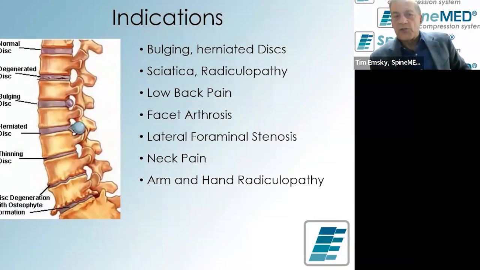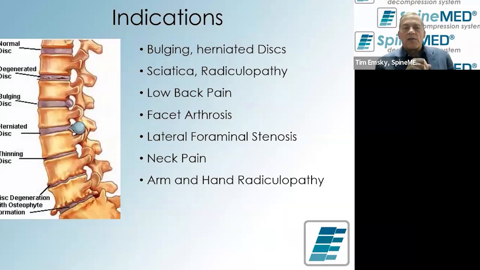Now, indications for the treatment are very similar throughout all the different technologies. Bulging herniated discs, of course, secondary sciatica, radiculopathy, low back pain, which would be mechanical back pain, facet arthrosis, lateral foraminal stenosis, neck pain, and then arm and hand radiculopathy. You'll find that low back pain with facet arthrosis responds very, very quickly. And as for the degree of disc bulge or disc herniation, there really isn't any limit to what we can treat with SpineMED, based on what we found through objective evidence.